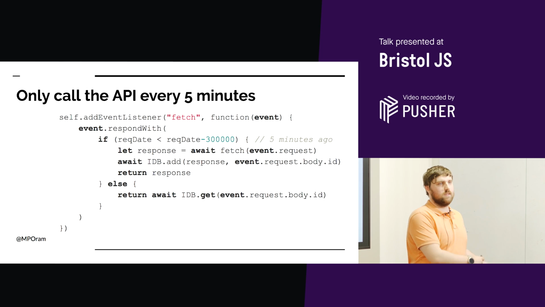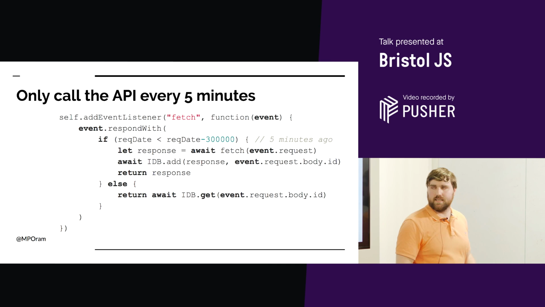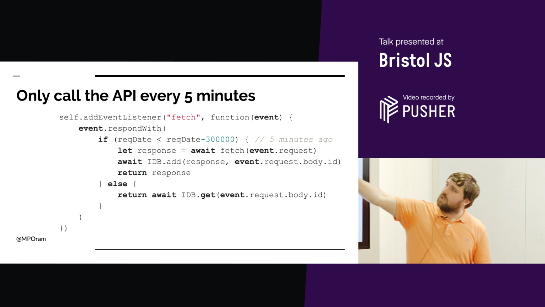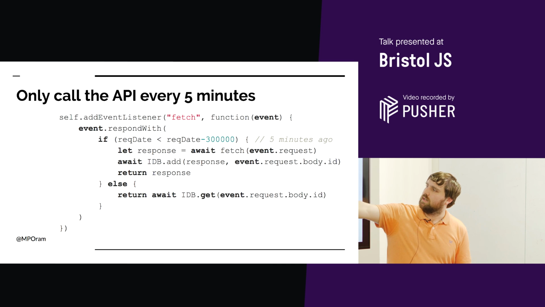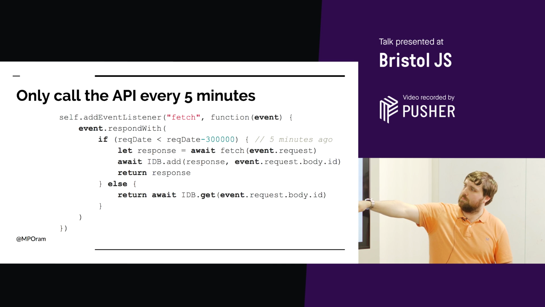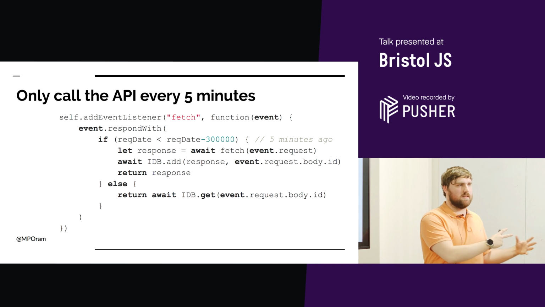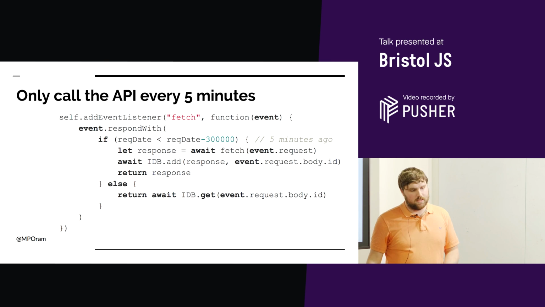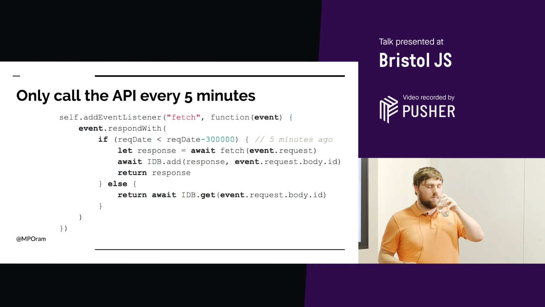Once I've saved it, I'm also going to send it on so that our front-end JavaScript has the data as well. Otherwise, if it's not older than 5 minutes, if it's a recent request, then all we're going to do is call the GET request with the ID from the request body, get the data out of IndexedDB and give it back to us. So not actually too much code in order to get that working.